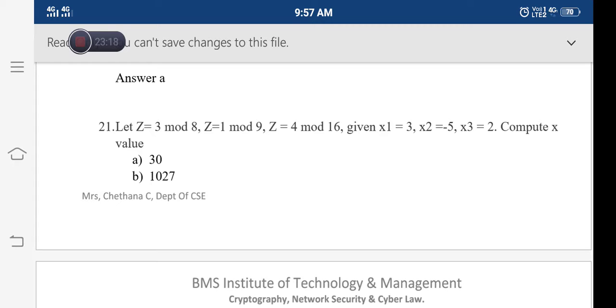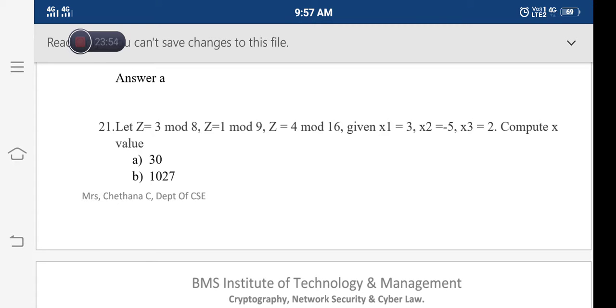For the Chinese remainder theorem, we know the modulus values must be co-prime to each other. So here I have z is equal to 3 mod 8, so in the first expression I have modulus value 8. In the second expression I have 9. In the third expression I have 16. So the different modulus values are 8, 9 and 16.